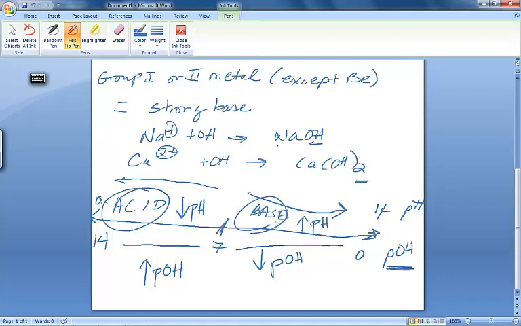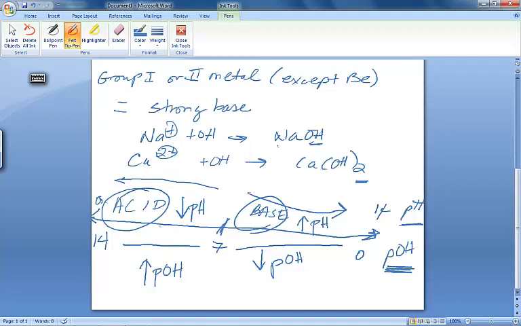So looking at it from either a pH standpoint or a pOH standpoint, you can actually determine the relative strength of an acid or a base. Again, the lower the pH, the stronger the acid. The higher the pOH, the stronger the acid. The higher the pH, the stronger the base. The lower the pOH, the stronger the base.